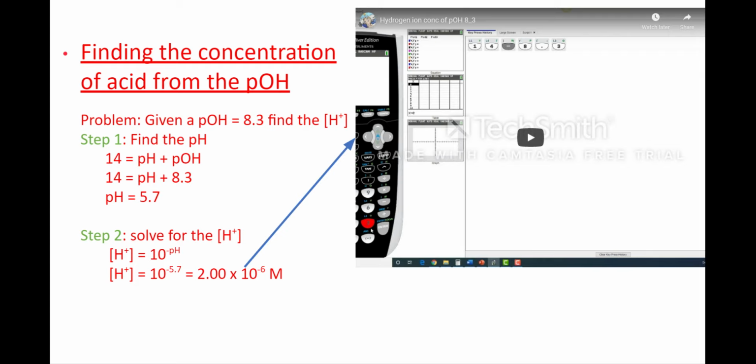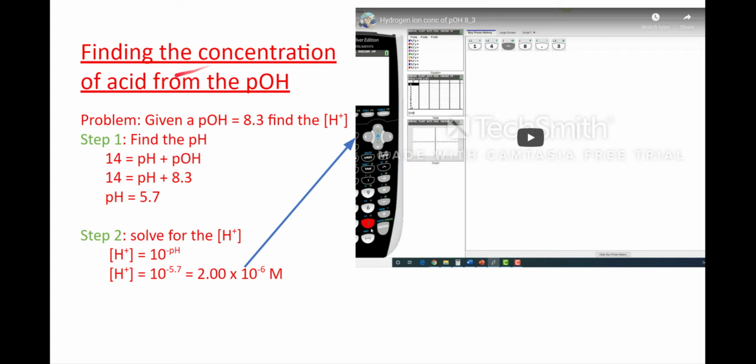All right, so finding the concentration of an acid from the pOH. If you recall, pOH plus pH equals 14. So if I have a pOH of 8.3, I'm going to plug that into this equation right here, and then solve for the pH. So 14 minus 8.3 is 5.7. That's a pretty easy calculation to get pH.